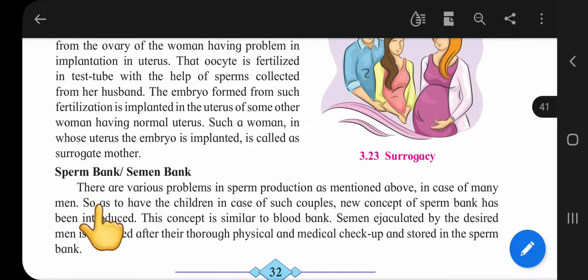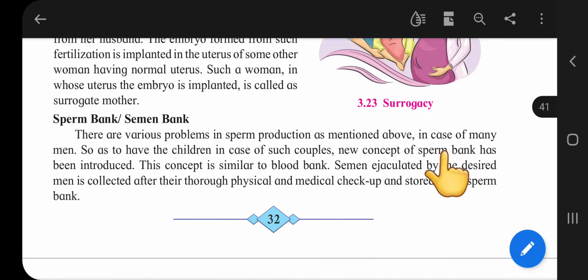The next technique is the sperm bank. There are various problems in sperm production as mentioned above in the case of many men. So as to have children in case of such couples, the new concept of the sperm bank has been introduced. This concept is similar to the blood bank. Semen ejaculated by the desired man is collected after thorough physical and medical checkup and stored in the sperm bank.